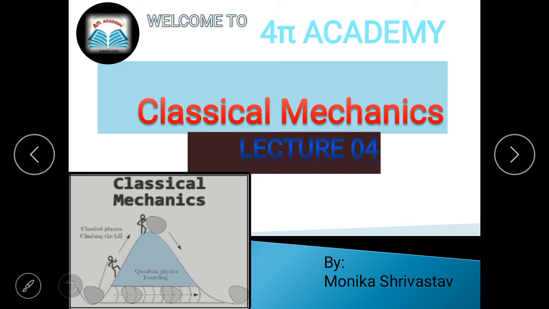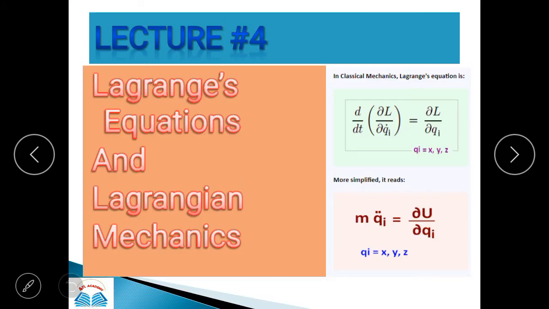So we will continue with that. In your lecture number 4, we will read about Lagrange's equations and Lagrangian mechanics. As you can see on your screen, here is the simple Euler-Lagrange equation, which can be written as d over dt of del L over del q dot equals del L over del q, where q is x, y, z or the relevant generalized coordinate.